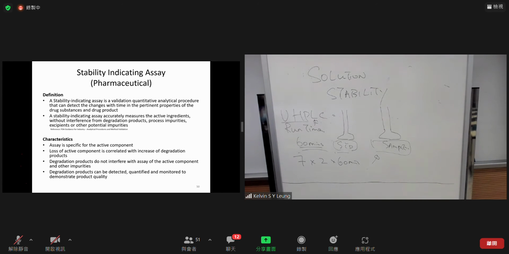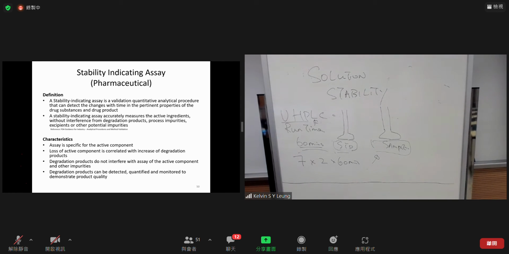And in the pharmaceutical industry, the method validation will also include a stability indicating assay to study any impurities or degradants being found after a certain period of time. Because the drug substance may be degraded.